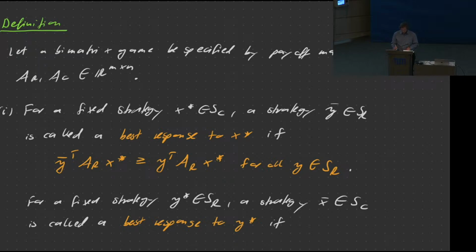Then we'll say a row strategy is called the best response to X star if it maximizes the outcome for row, basically. So row says, well, if I know that column chooses X star, what is the best move I can make? That's my best response. And formally, that means the payoff for the row player, for the best response strategy, is at least as large as the payoff for any other strategy. There might be other strategies that get the same payoff, and those would then also be best responses, but there's none that gets a better payoff.